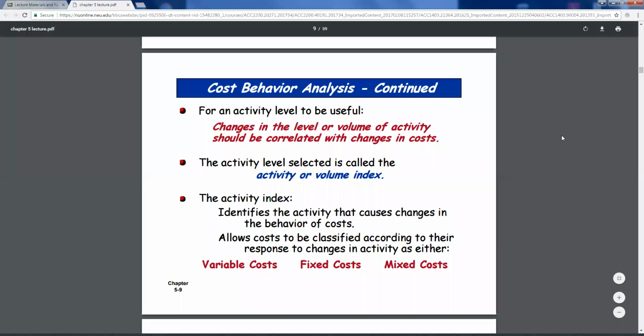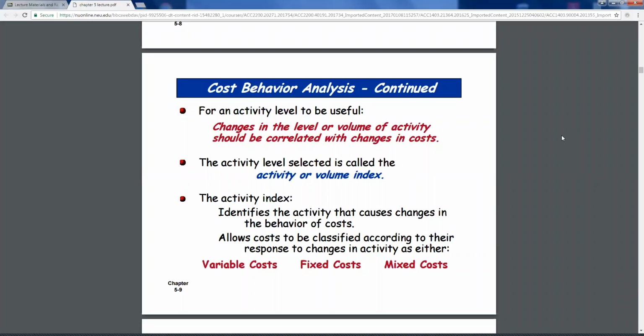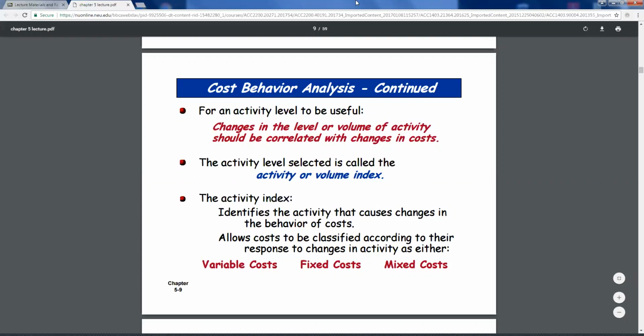When we pick our activity basis, what we're really looking for is some cause and effect relationship. That is, we're looking for the activity that actually causes cost to either go up or down. That's why different organizations really have to assess what is the best cause and effect, or causal, relationship between their variable cost and the activity.